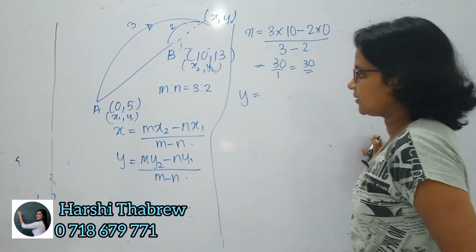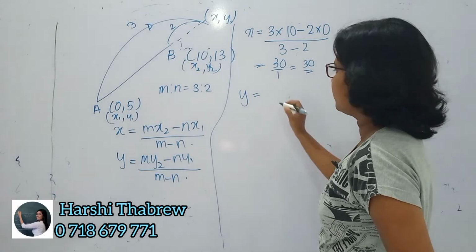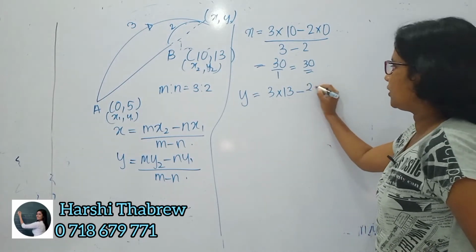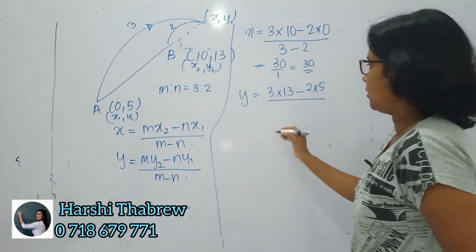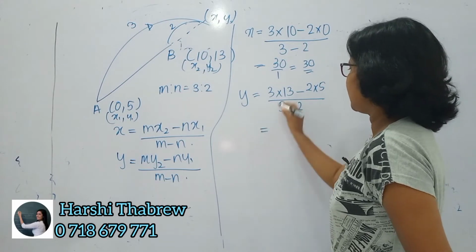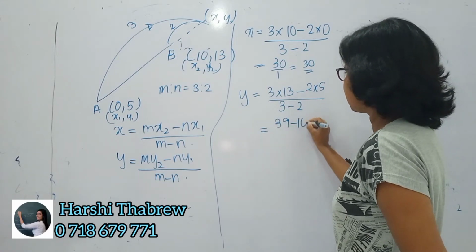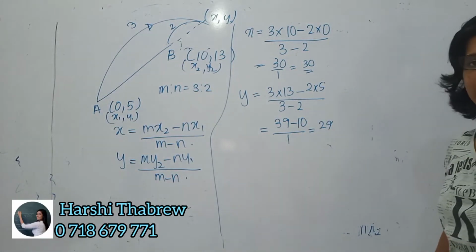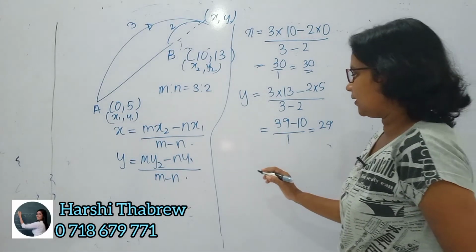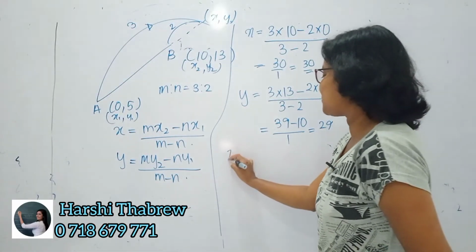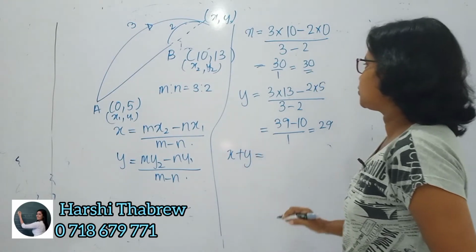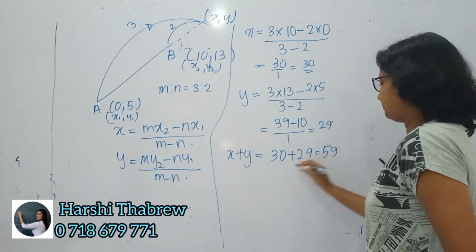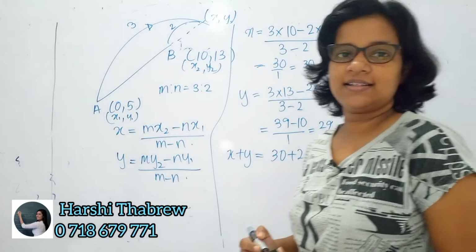Y equals my2 minus ny1 over m minus n, then 3 into 13 minus 2 into 5 over 3 minus 2, then it's 39 minus 10 over 1. It's 29. Then the question is to find x plus y, the sum of these two. Then 30 plus 29, it's 59. This is the answer.